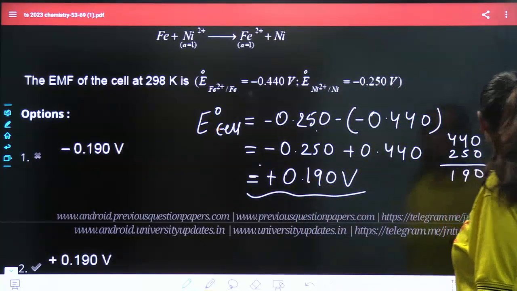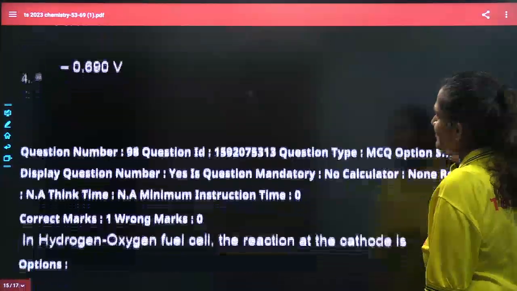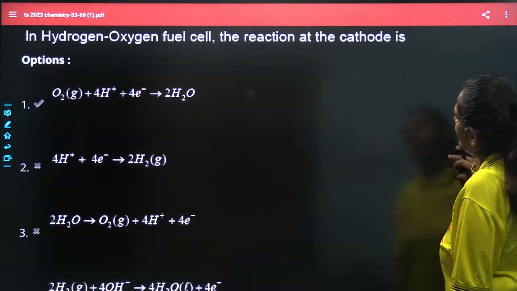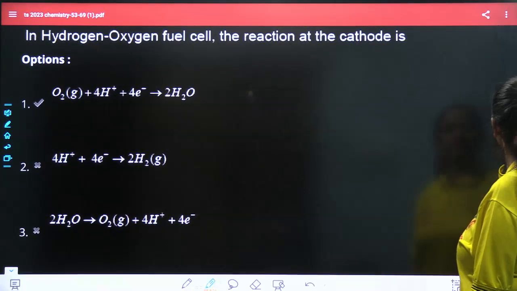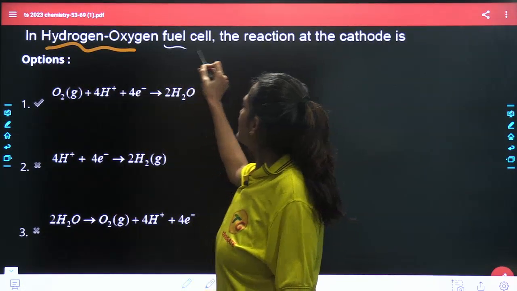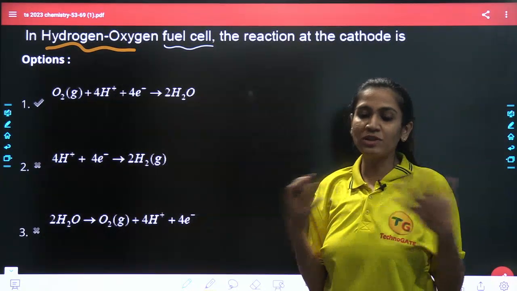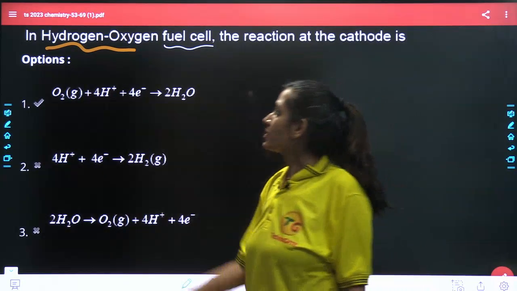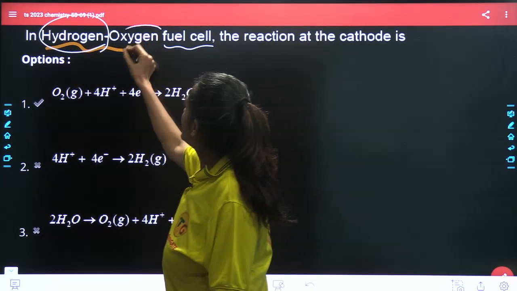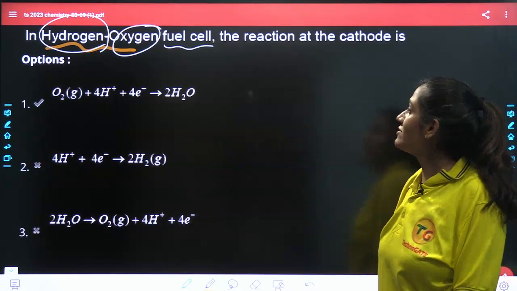Very good. Okay, next question. In hydrogen oxygen fuel cell, the reaction at the cathode is, now hydrogen, oxygen and fuel cell. What is it? Fuel cell. Fuel cell is what? In this cell, fuel is used to produce electrical energy. Here in this case, we are using what? Hydrogen, and we are making its combustion. Hydrogen is getting combusted in order to give us energy.